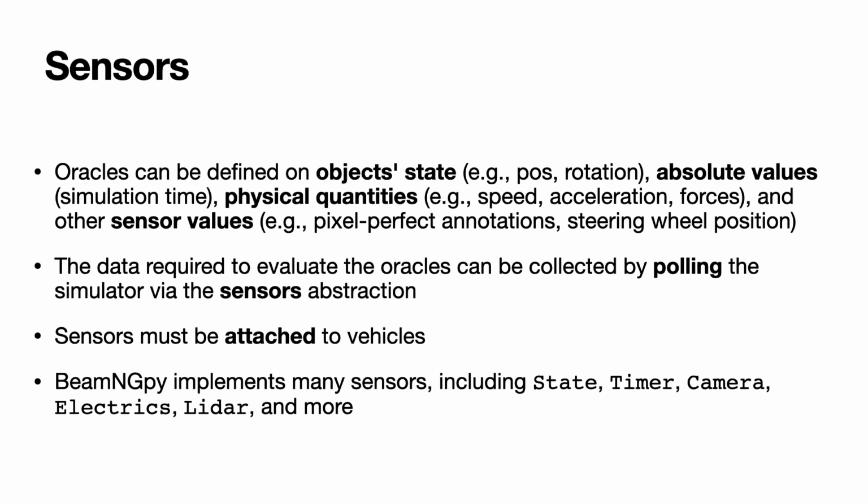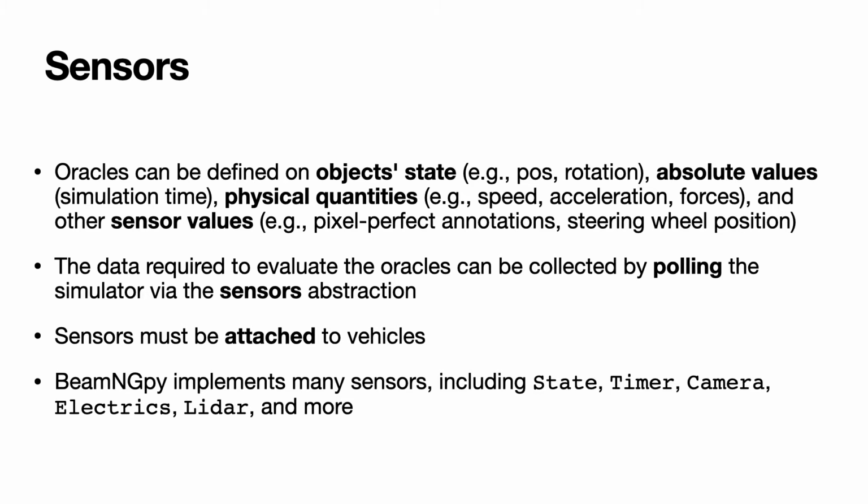Oracles work on data. Okay, they can be defined on object states, position or rotation. The car should stay in its own lane. Or on absolute values like simulation time, physical quantities, maximum speed or acceleration, and even other sensors. The data that are required to evaluate the oracles can be obtained by modeling the simulation using the sensor abstraction.